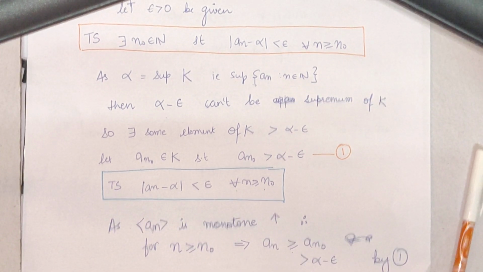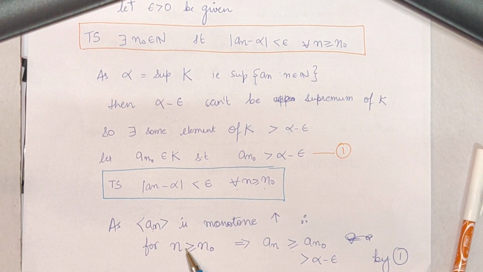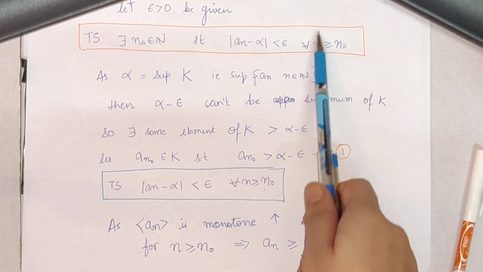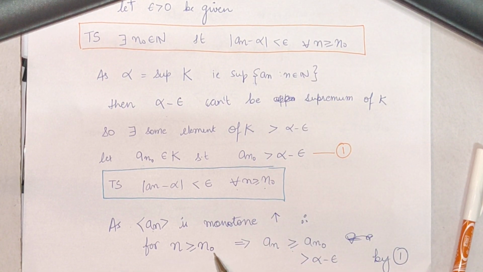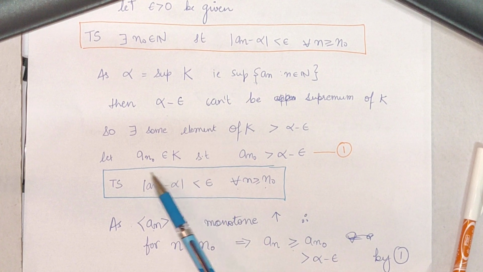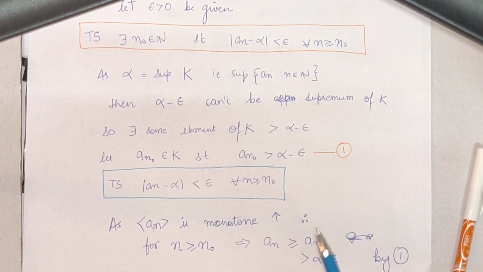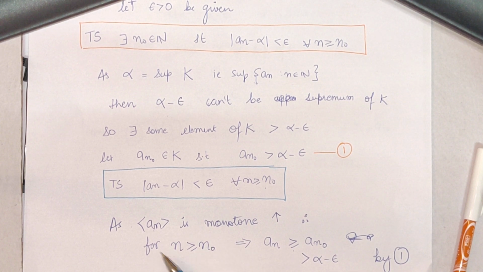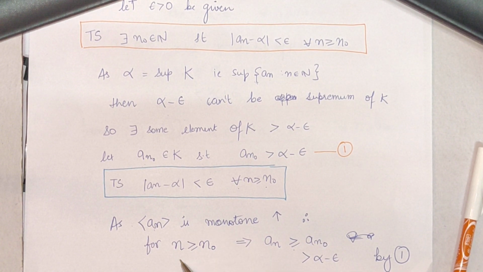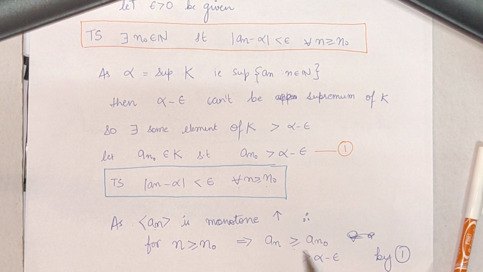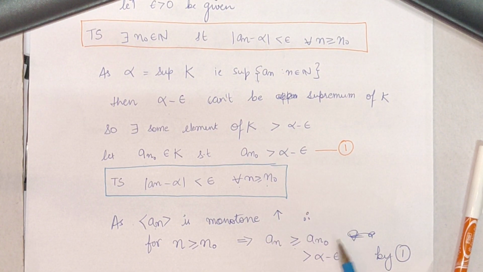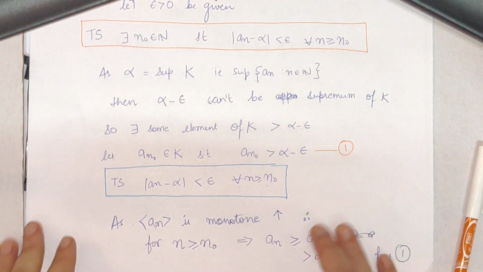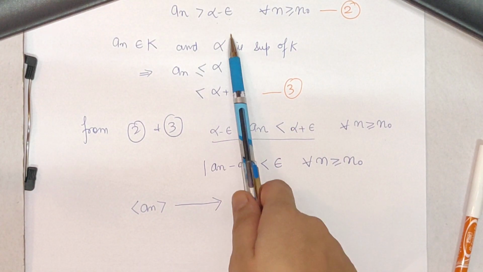How have we done that? We had to begin with n greater than or equal to n naught, and we have to show mod of an minus alpha is less than epsilon. Okay, so n greater than or equal to n naught, an is a monotone sequence. This means an is greater than or equal to an naught. This an naught we have proved is greater than alpha minus epsilon. So what we have got, an is greater than alpha minus epsilon.